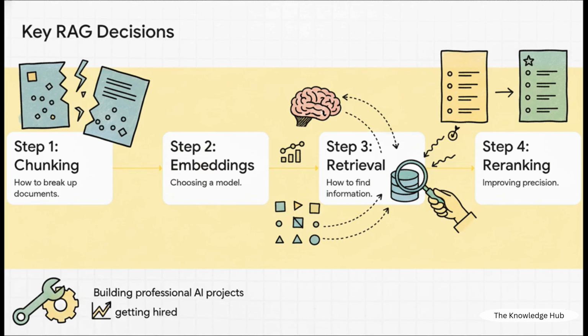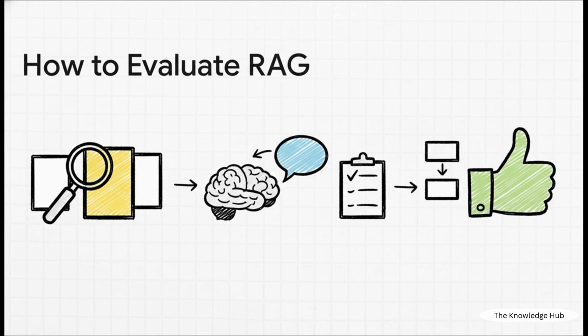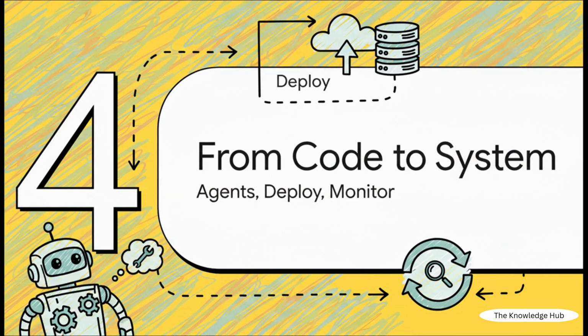You're making deliberate choices about your chunking strategy, which embedding model to use, your search and retrieval method. You might even add another step, like a re-ranker, to get that extra bit of precision. And of course, you have to measure it. How good is your retrieval? In other words, is it finding the right documents? Then, how good is the answer generation? Is the LLM using that information correctly? The magic here is that by testing each piece separately, you can pinpoint exactly where things are breaking down and go fix them.